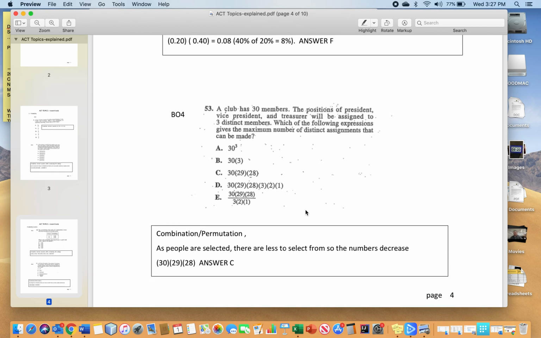Okay, here's problem 53. If you have 30 members, when you pick one member, you cannot pick them again. So it's a decreasing, like a permutation. 30, 29, 28.